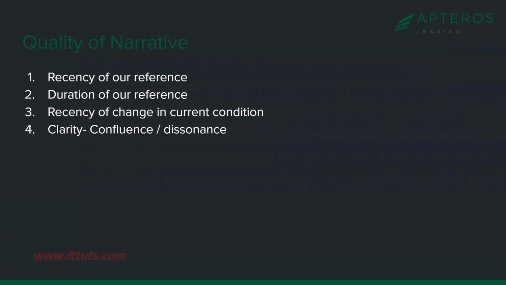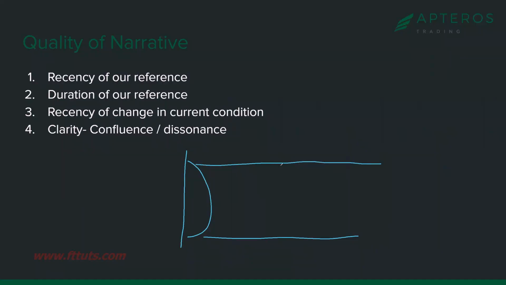The duration of the reference also matters for structural narrative. A 10-day CVA is more important than a 2-day CVA. As we auction relative to these areas, the recency of the change in current condition matters. Remember that law around how opportunity is different and dissipates? We used an example from yesterday where we tried to go higher, we failed, and then we retested, and then we went down here. So there's your prime opportunity.